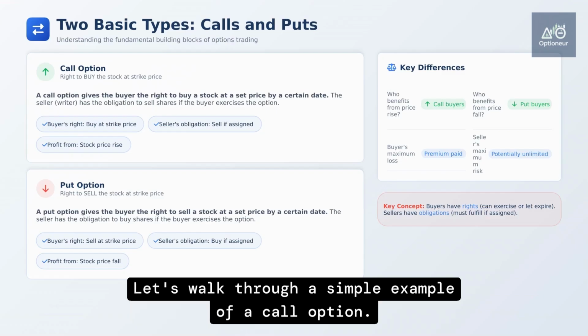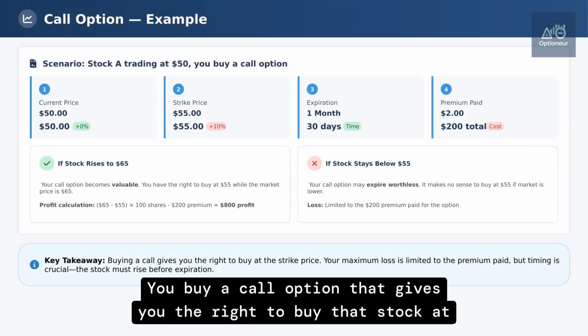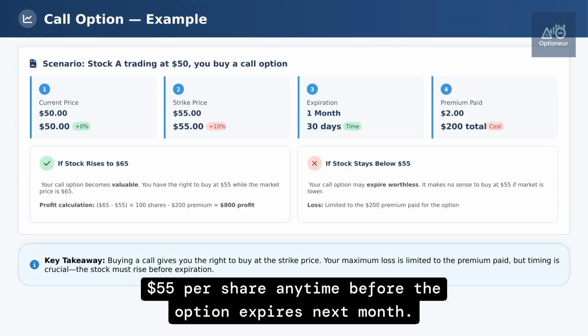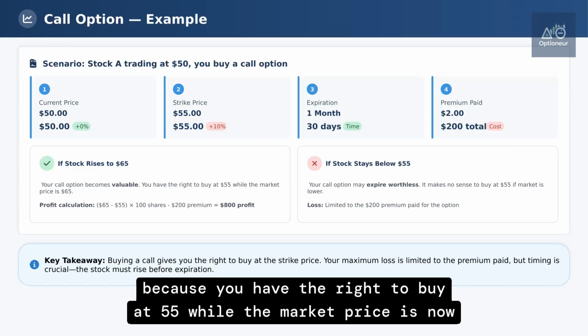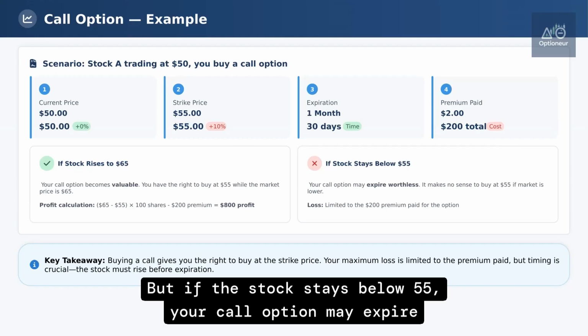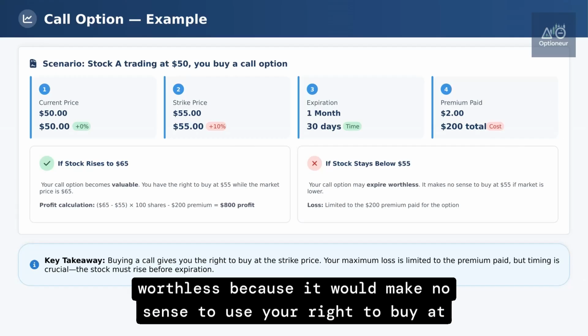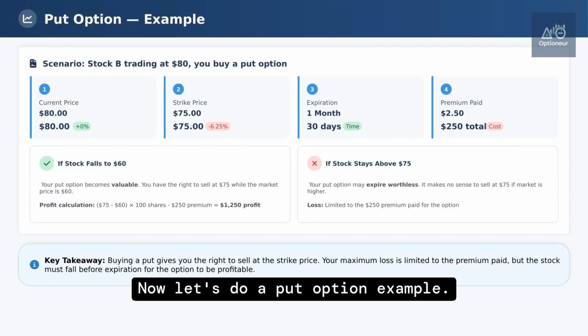Let's walk through a simple example of a call option. Imagine a stock is trading at $50 per share. You buy a call option that gives you the right to buy that stock at $55 per share anytime before the option expires next month. If the stock rises to $65, your option becomes more valuable because you have the right to buy at 55 while the market price is now 65. That right has value. But if the stock stays below 55, your call option may expire worthless because it would make no sense to use your right to buy at 55 if the market is offering the stock for less than that.